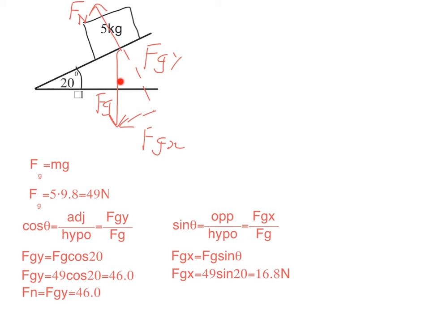Now because these ones cancel out over here, really all of this is gone. All I'm left with is the FGX. Then I know that Fnet is equal to FGX, because Fnet's just adding them all together, and all I have is this to add. So I then have Fnet is equal to FGX, which is going to be equal to our 16.8.